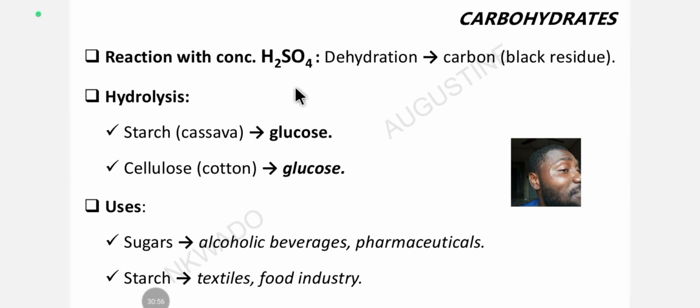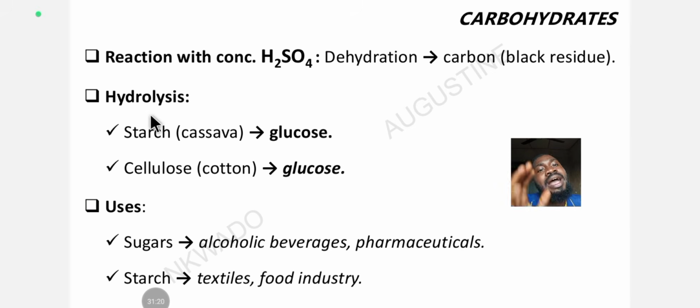Like I said before, when you dehydrate it, a dehydration reaction, you get a carbon black residue. When you dehydrate carbohydrates with tetraoxosulphate 6 acid, you know it is a dehydrating agent. It is a what? A hygroscopic substance. When you dehydrate carbohydrates, you are going to get a carbon black residue.